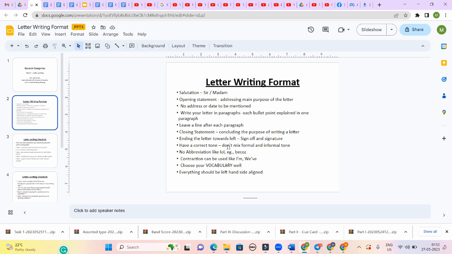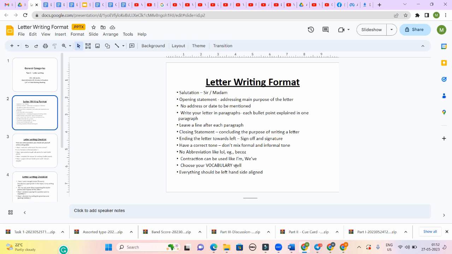Have a correct tone. Depending upon whether the letter is formal, informal or semi-formal, you have to change the tone of the letter. No abbreviations like LOL, e.g. or b/c; you have to write the full form. Contractions can be used, like I am, we have. Abbreviation is different, contraction is different. A contraction is a proper English word.